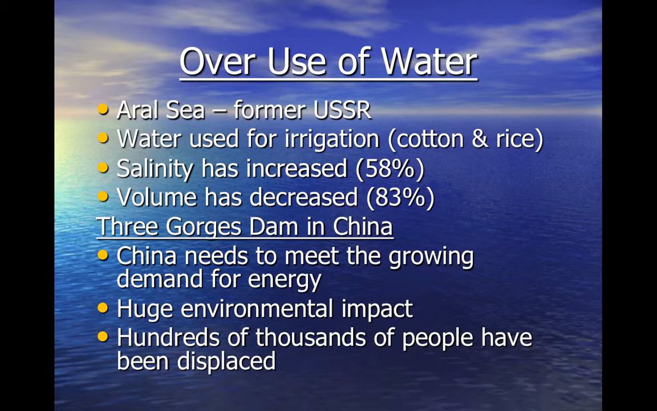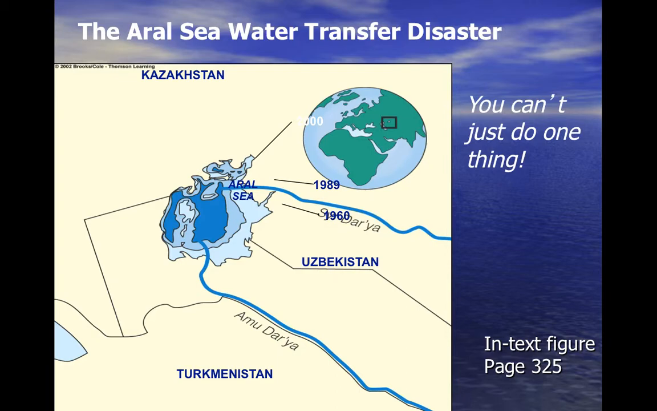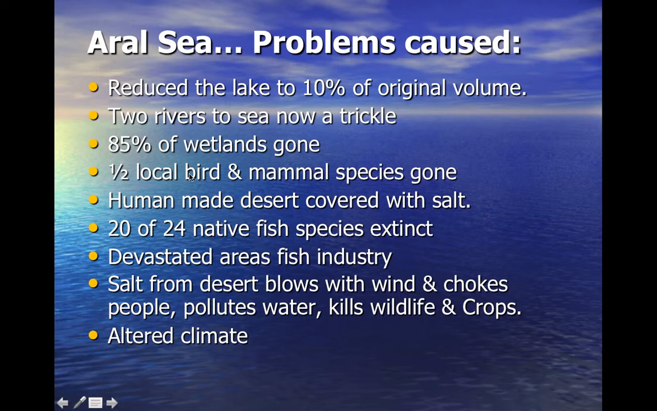There are various case studies that we're going to be looking at. The first one is the Aral Sea. Just to give you an idea, it's the 4th largest freshwater lake in the world. And basically, water from the Aral Sea was diverted for irrigation purposes to various places in Russia. And it started to drain out and create problems there. Okay? And as you can see, these are some facts and problems that arose during that time.